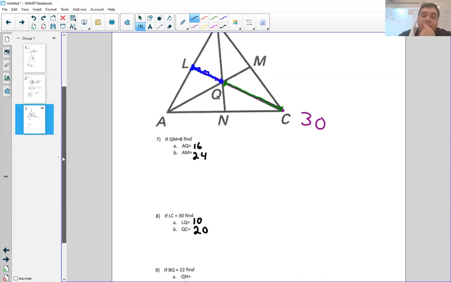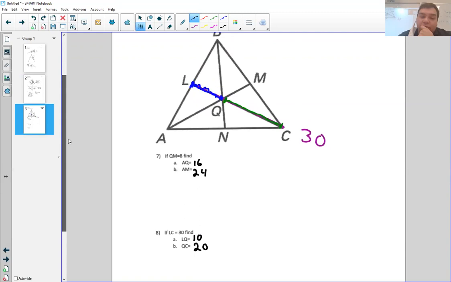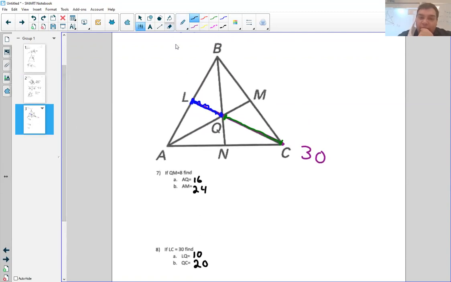Good job, Johnny. And then the last one, BQ is 22. BQ is 22. So in this one, they're giving us BQ, from the middle to the corner, which means they're giving us the bigger number.